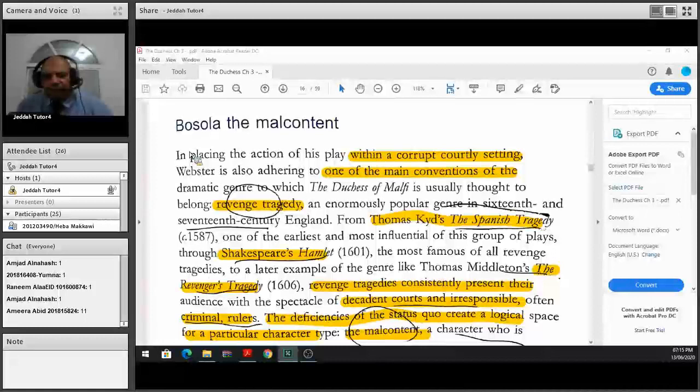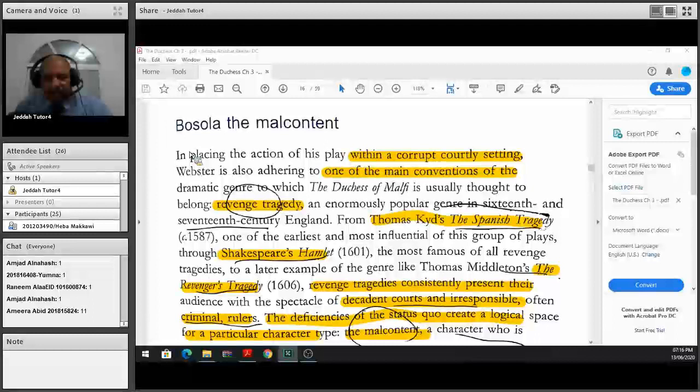Before the prayer break, I was talking about the character of Bosola, and I said that his character is constant when it comes to revenge tragedy. Whenever you have a revenge tragedy, you have this constant element of the malcontent, and the malcontent is a character who rails against the other characters and the entire society for flaws and foibles he sees in the society. He exposes the ills and the evils of society.